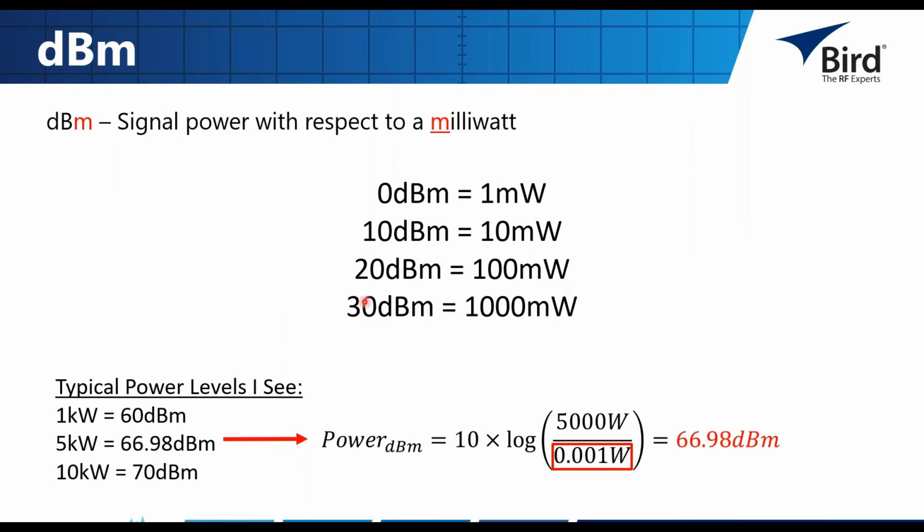Another way you'll see the dB described is signal power with respect to a milliwatt. That's the M portion of the dBm. In the case of 0 dBm, that's 1 milliwatt. That's exactly the reference point. Then as we increase logarithmically, we're looking at 10 dBm, 10 milliwatts, 20 dBm, 100 milliwatts, and then that 30 dBm mark is where you're hitting a watt. Some typical power levels I'm seeing in these different systems are like 1 kilowatt to 10 kilowatts. That's where we're seeing 60 dBm to about 70 dBm.